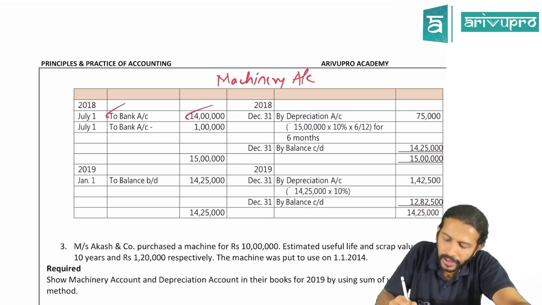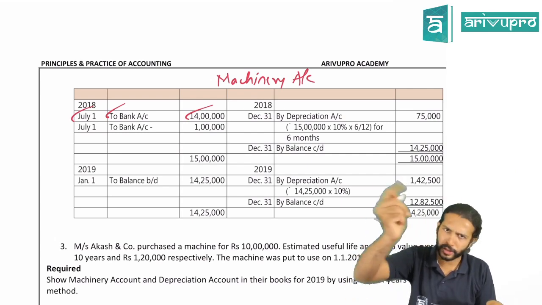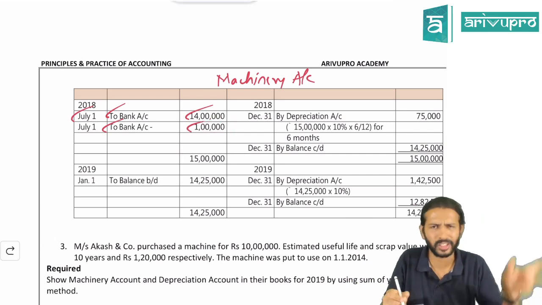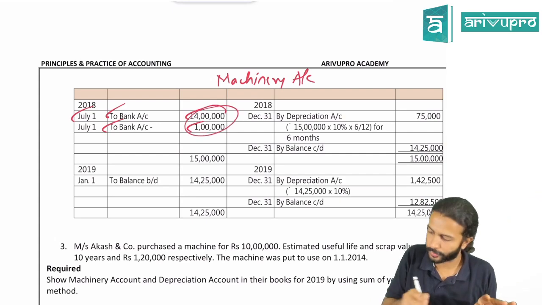You paid 14 lakh on 1st July and you purchased the asset. And you paid 1 lakh rupees for installation charges also. Same journal entry. Machinery account debit to bank, 1 lakh rupees. I told you can show it separately or you can combine, your choice. This is your 15 lakh.